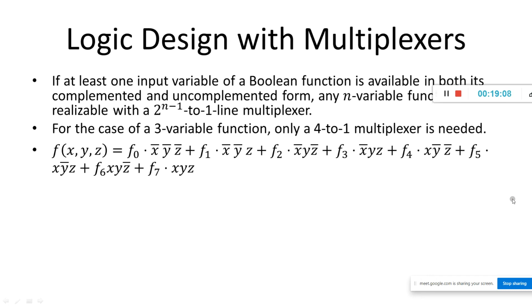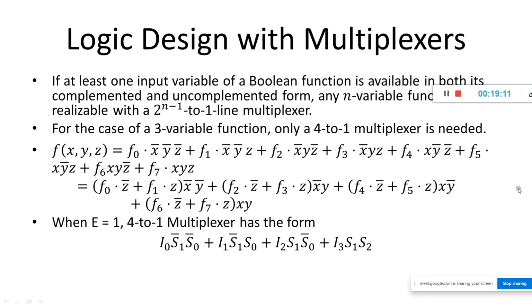Again continuing with logic design with multiplexer. What it is trying to tell here is that if one of the variables is available in both complemented and uncomplemented form, an n variable function can be realized with a 2 raised to n minus 1 to 1 line multiplexer. It is very simple. The meaning of this statement is that a 3 variable function can be implemented using a 4:1 mux. That is, for the case of a 3 variable function, only a 4:1 multiplexer is needed.